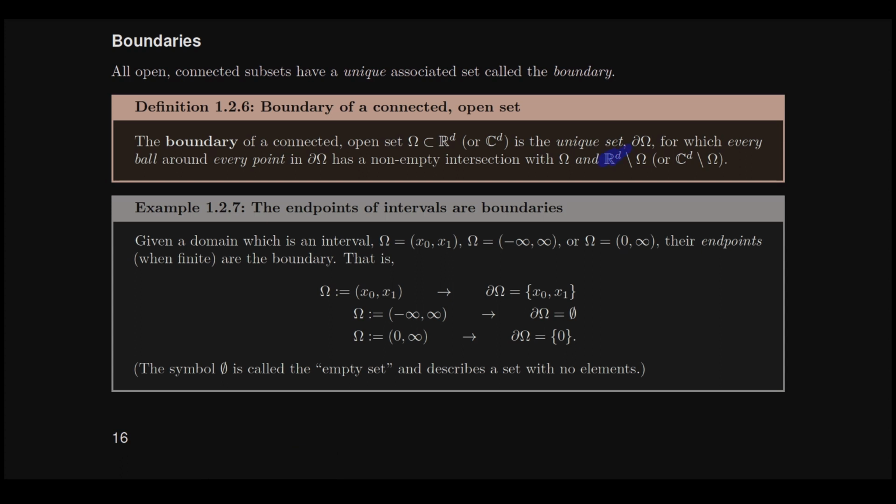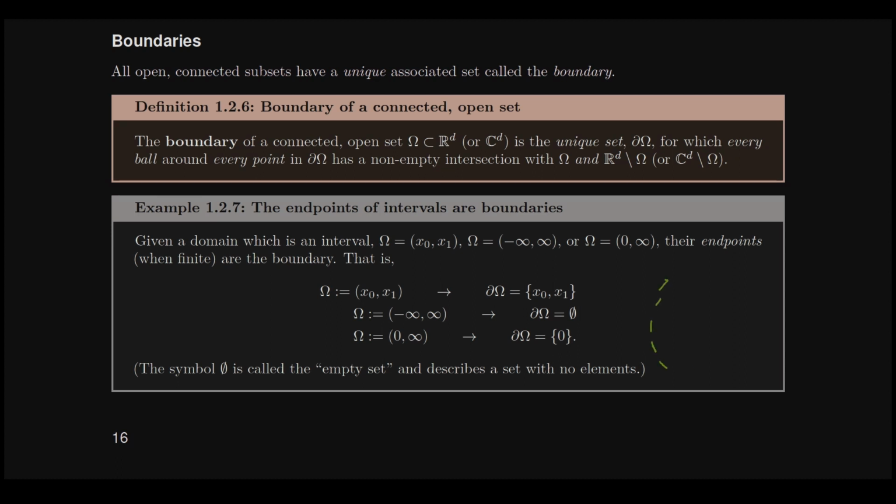So let's think about this term here. That's another collection of math symbols. This is everything but omega. So we have an intersection with both omega and everything but. Every ball that surrounds one of the points in the boundary needs to have this property. So let's look at an example.